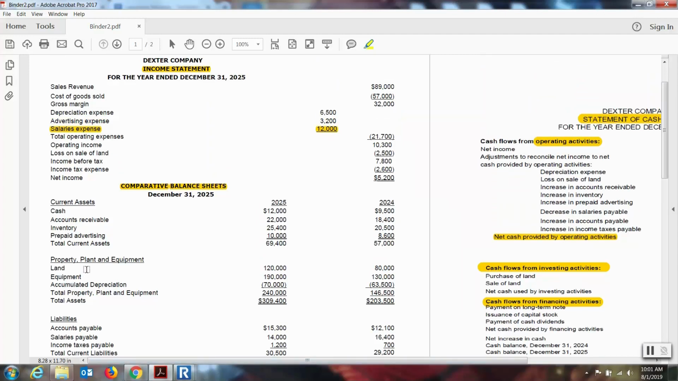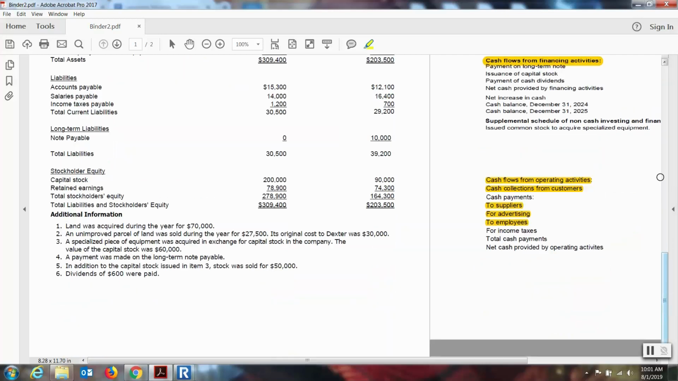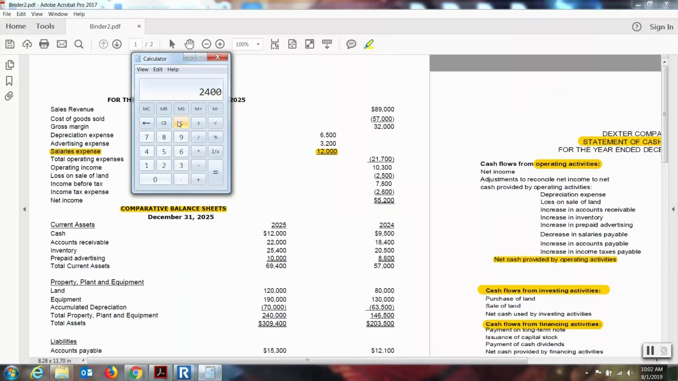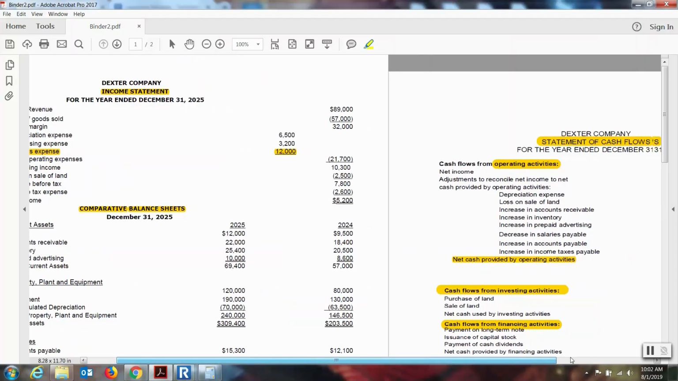Now let's look and see, is there anything related to that, an account that pairs up with that expense on the balance sheet? What we're really looking for is a payable, some that maybe have been accrued but not paid yet. We do find that there is a salaries payable here, so let's look at the difference in those numbers. The balance was $16,400 at the end of the year, and the balance now is $14,000. So we have paid more. We have actually paid $2,400. We want to add to that salary expense, which is $12,000, a total of $14,400 expended for salaries.